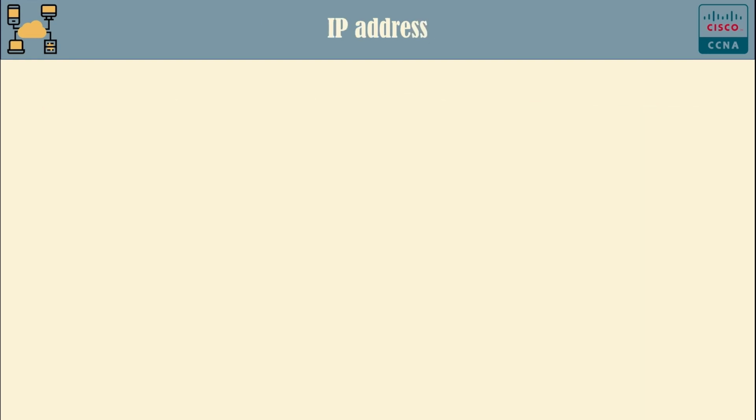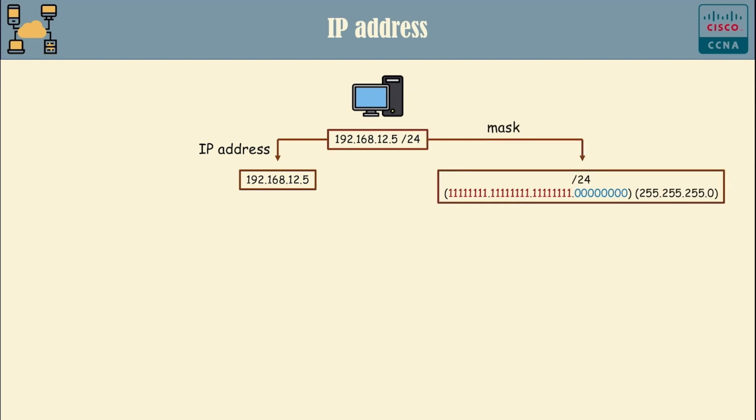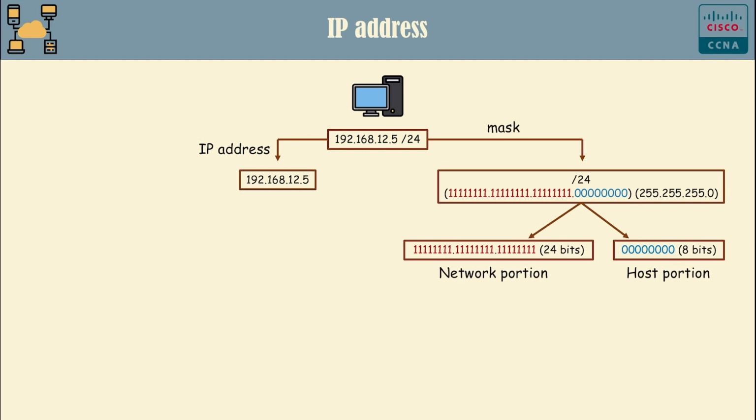Regarding IP address, to understand how subnets are divided, we need to understand the components associated with an IP address, which include the IP, subnet mask, network address, and host address. There is a device assigned an IP address, 192.168.12.5/24. 192.168.12.5 is the IP address, and /24 is the mask, or prefix. The first 24 bits are reserved for the network portion, indicated by 1s in the subnet mask, while the last 8 bits are available for the host portion, represented by 0s in the subnet mask.